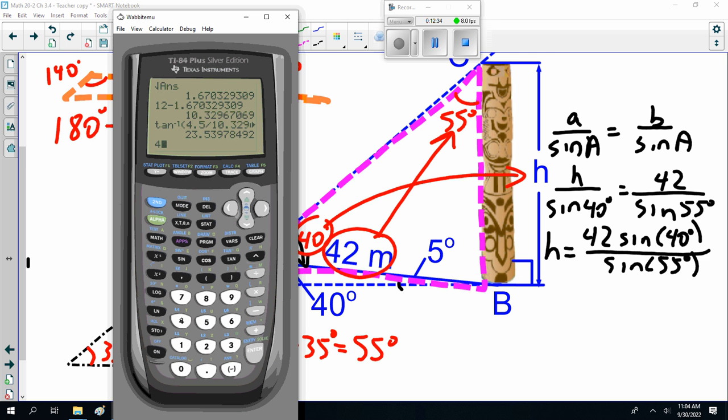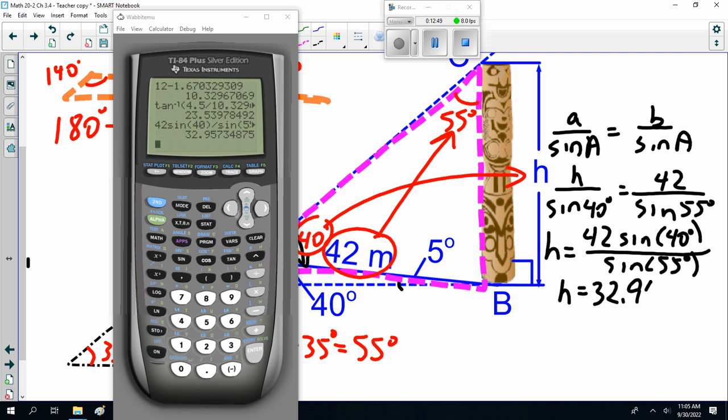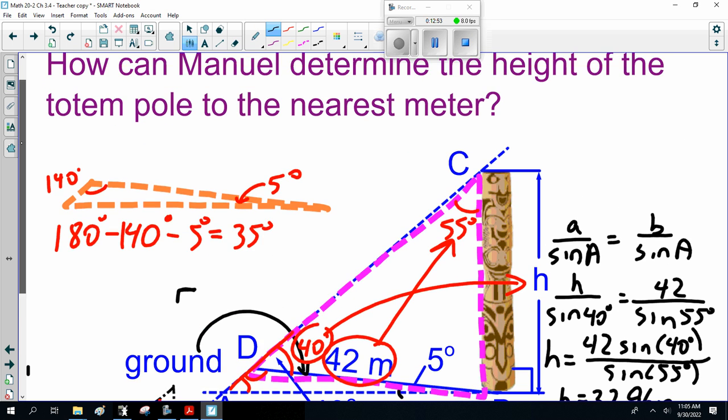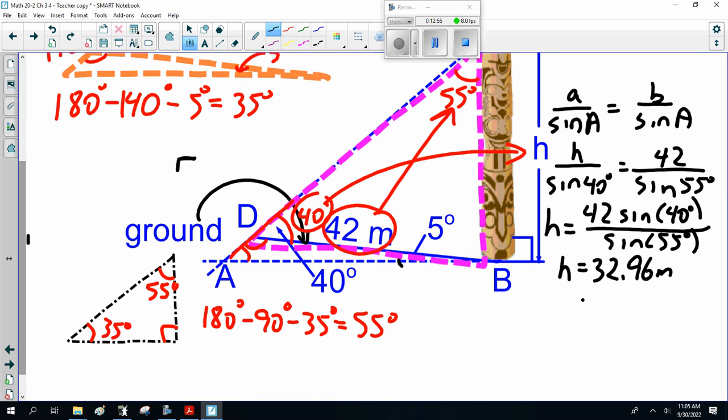So 42 sine 40, close bracket, divided by sine 55, close bracket. 32.96 meters. And I believe the question was to the nearest meter? Yes. So rounding that off, that's 33 meters.